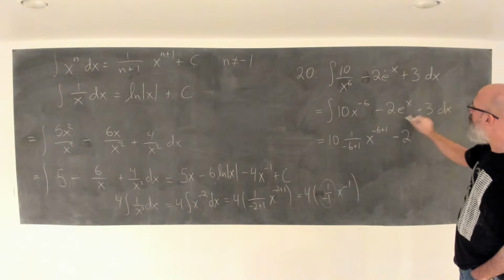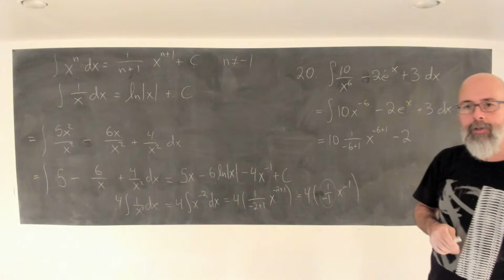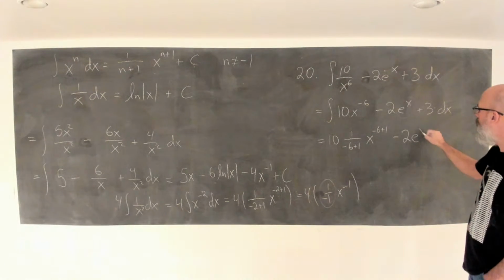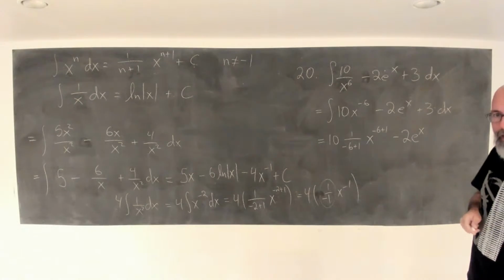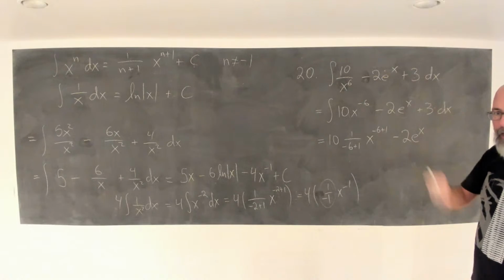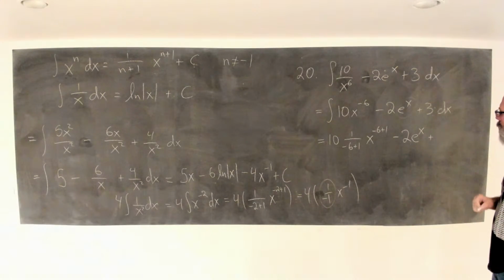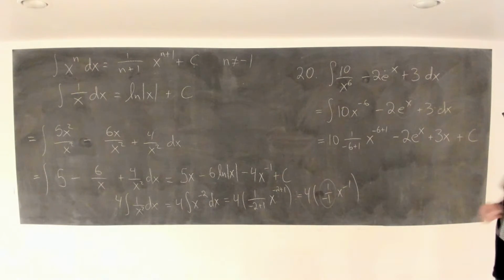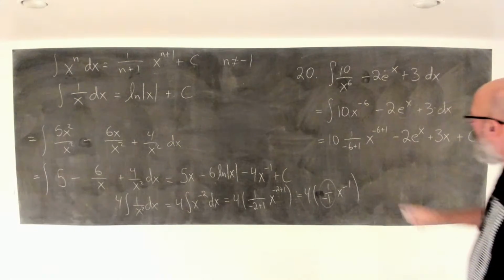What is the antiderivative of e to the x? What function has derivative e to the x? You know what it is. It's e to the x. The derivative of e to the x is e to the x. So the antiderivative of e to the x is e to the x. Finally, what function has derivative 3? x. Add in your arbitrary constant and you're done.